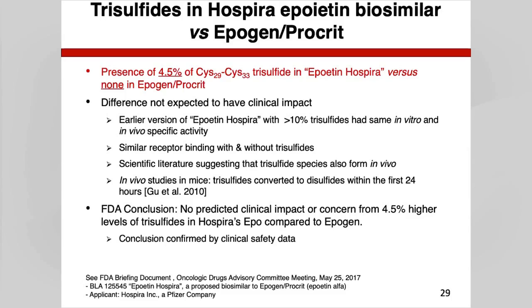So earlier lots of epoetin Hospira had even higher levels of trisulfides, greater than 10%, but they had the same in vitro and in vivo specific activity.